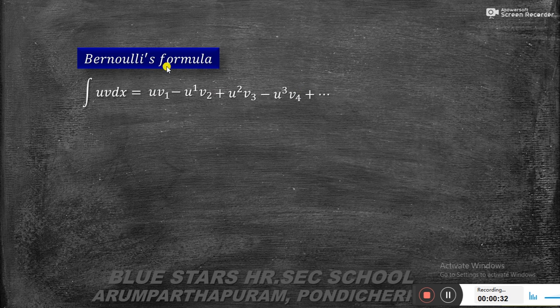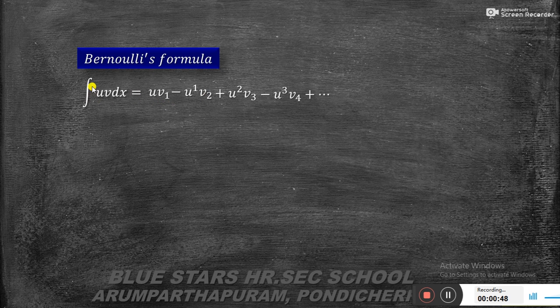So Bernoulli formula means one condition is you take only the x terms. Whichever term's successive differentiation comes to 0, that function we take as u. Okay, so we choose u from the x terms only. So this is Bernoulli formula.